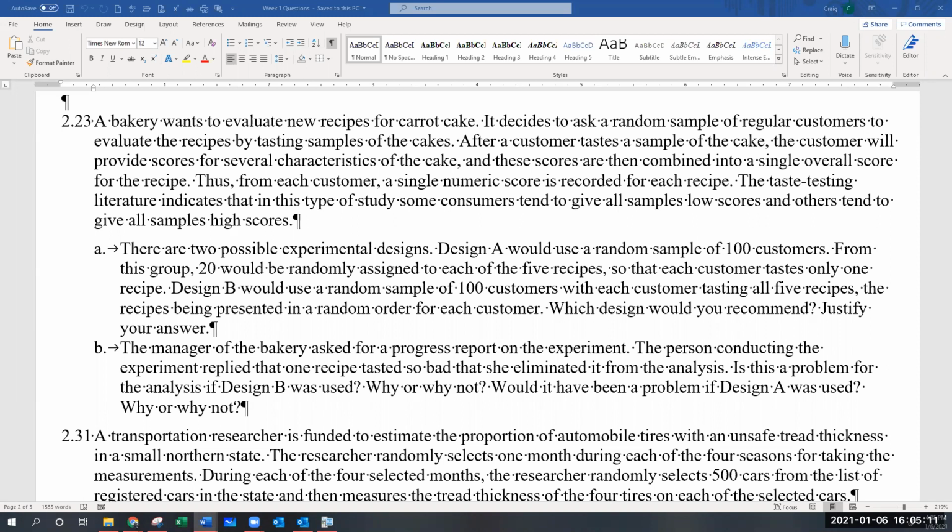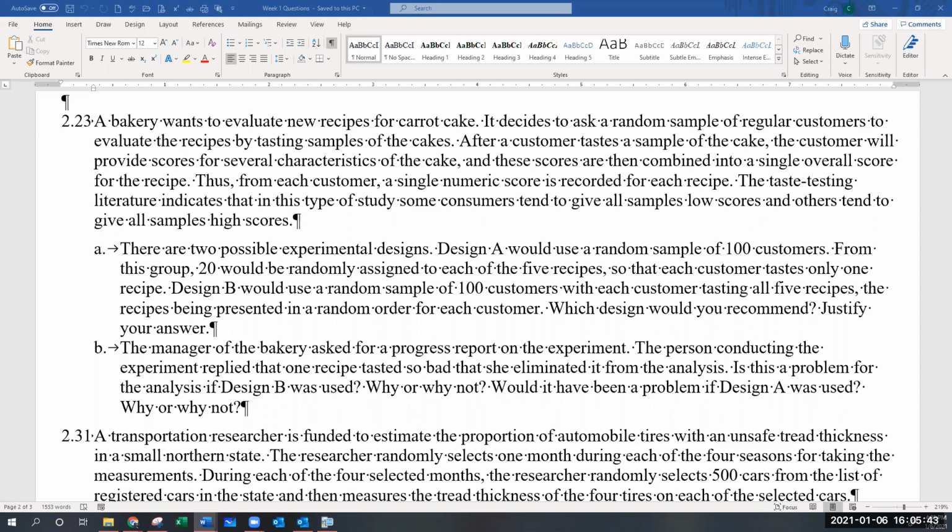So using design A, it would be possible to have a group of consumers that gives mostly low scores randomly assigned to a particular recipe. And then, of course, that recipe would kind of get screwed. So this would bias that recipe. Using design B, the experimental error would be reduced because each consumer would evaluate each recipe. So even those naysayers who always give a low score would basically give low scores to everything.